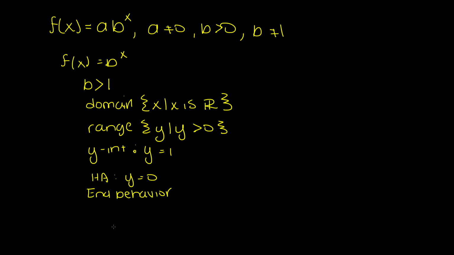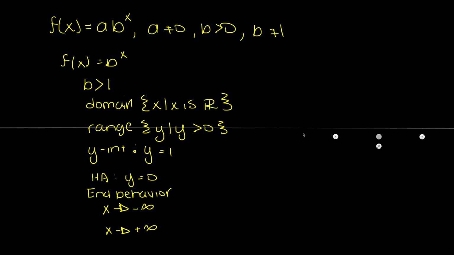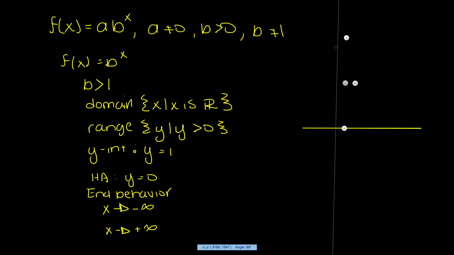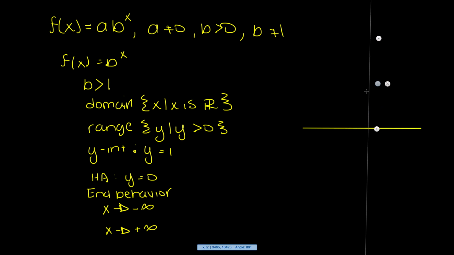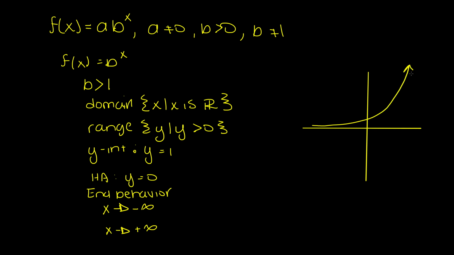If I look at this, as x approaches negative infinity and x approaches positive infinity, I'm going to draw out the graph here for you. So here's my x-axis. Here's my y-axis. And my graph would always look something like this, where this is 1, and it doesn't matter what the base is. As long as the base is greater than 1, you're going to cross that 1.